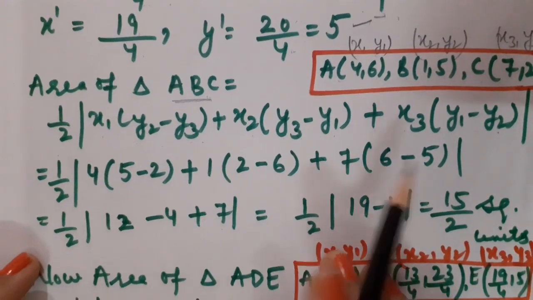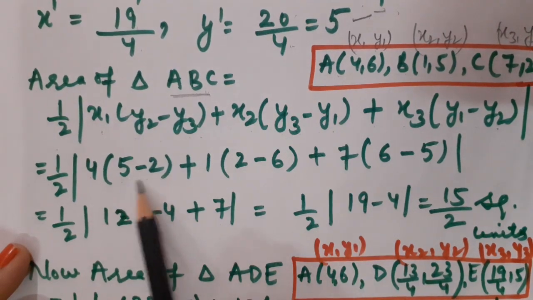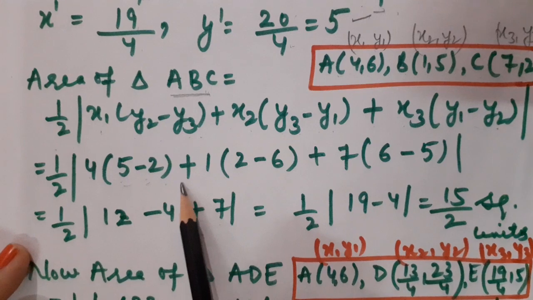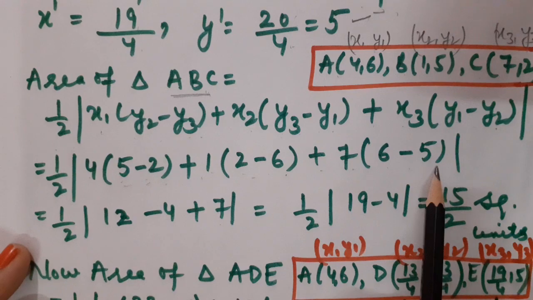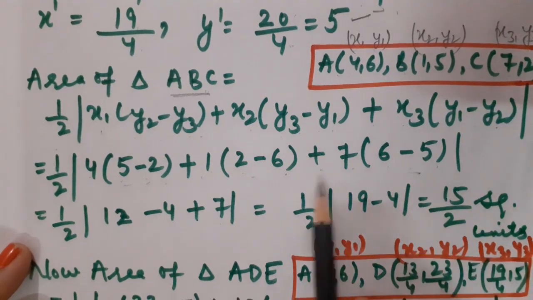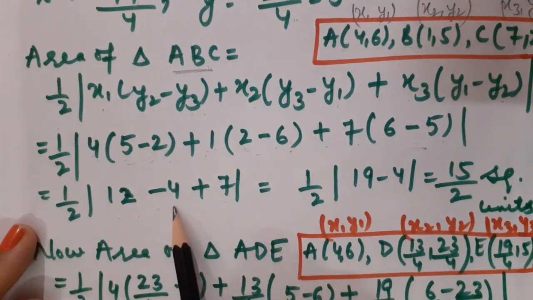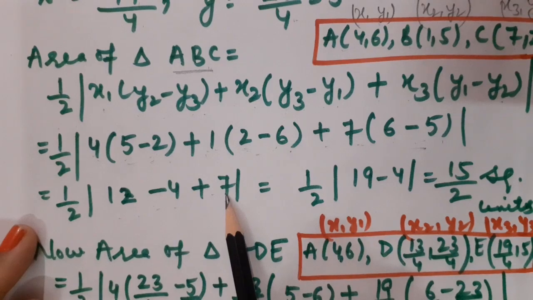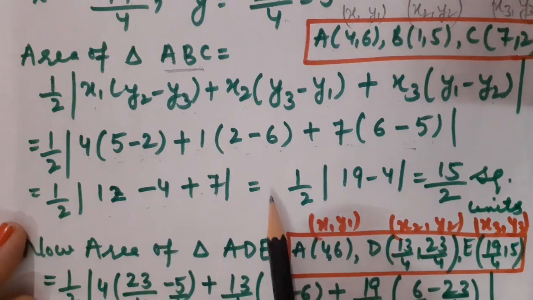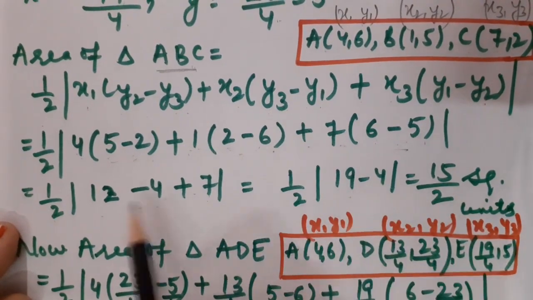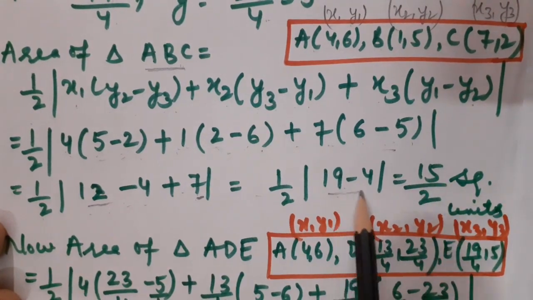Fine, students. Now just to put these values over here. At place of x1 I am writing 4 into 5 minus 2, plus 1 into 2 minus 6, plus 7 into 6 minus 5. These are the values only I am going to put over here. So this is 4 into 3, that is 12, plus 1 into minus 4, that is minus 4, plus 7 into 1, that is 7, with modulus closed and multiplied with 1 by 2. So this is 1 by 2 into 12 plus 7, that is 19 minus 4. Correct? So it would be 15 modulus.